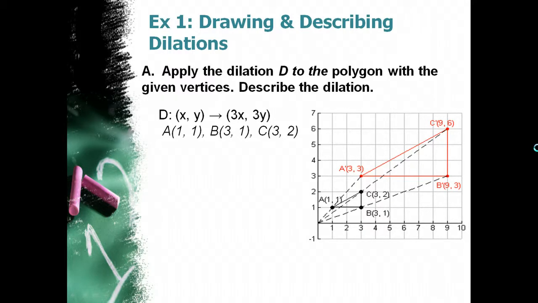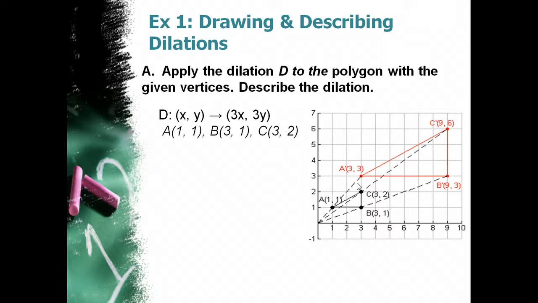Apply the dilation D to the polygon with the given vertices, and then describe the dilation. So we have a mapping from (x, y) to (3x, 3y), and we start with the points (1, 1), (3, 1), and (3, 2). In red, you can see the dilation as we've multiplied each number by 3. So 3 times 1, 3 times 1 gives us the point (3, 3). 3 times 3 is 9 and 3, and then 9 and 6. So this would be the transformation.